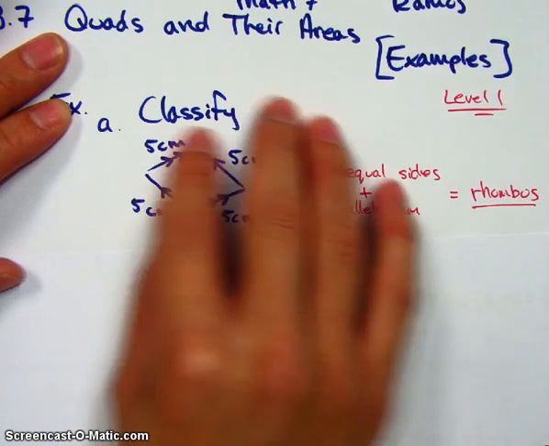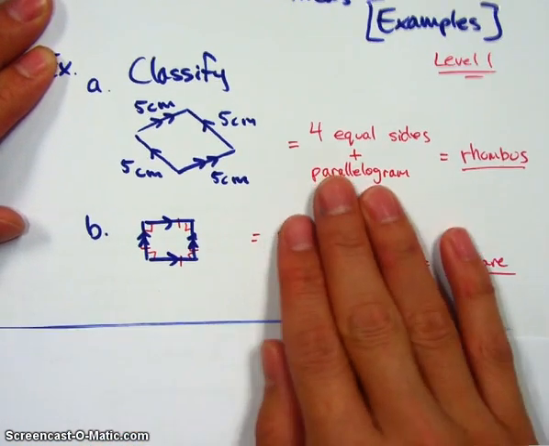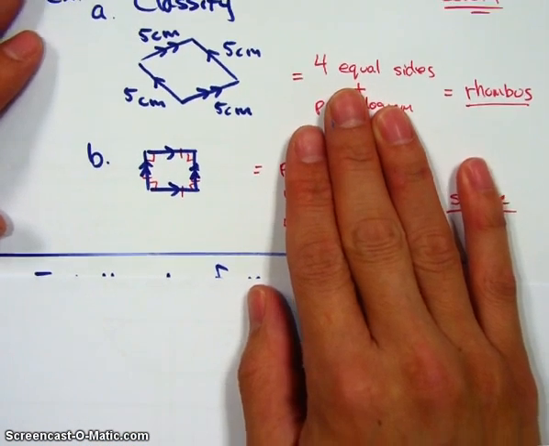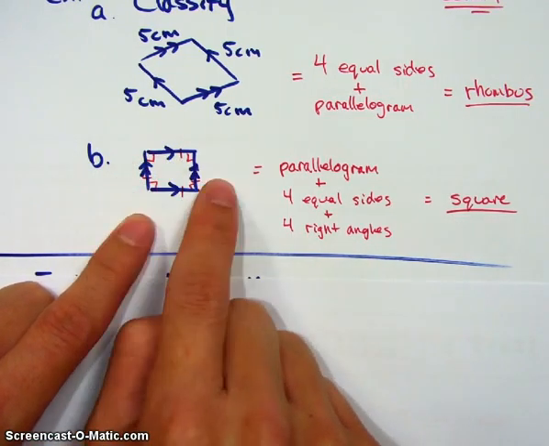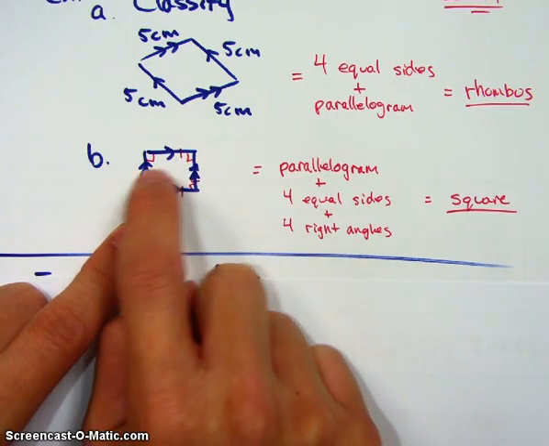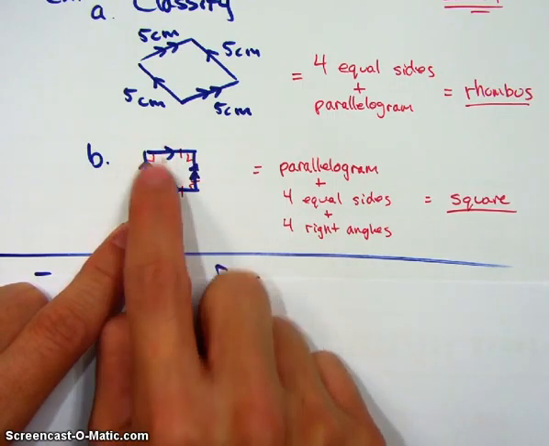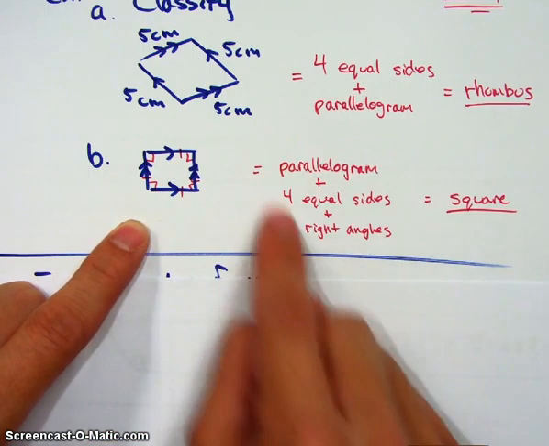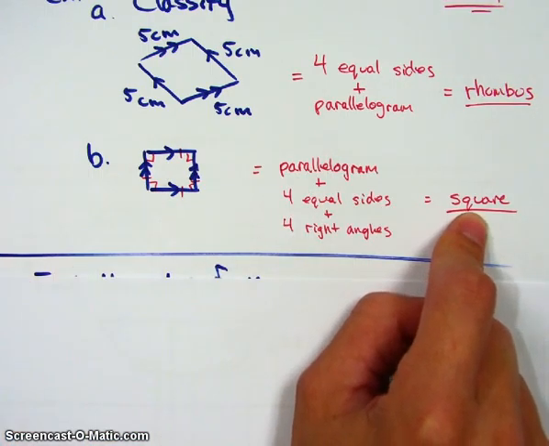Now remember, this kind of stuff can be on the left-hand side of your notes. All right, let's take a look at this next one here. You might have already seen what it is. Look, it's a parallelogram. These two are parallel, these two are parallel. They have 4 equal sides. That's what those little congruent lines tell you. And they all have 4 right angles. 1, 2, 3, 4 right angles. So these 3 things together make it a square. So that's the square there.